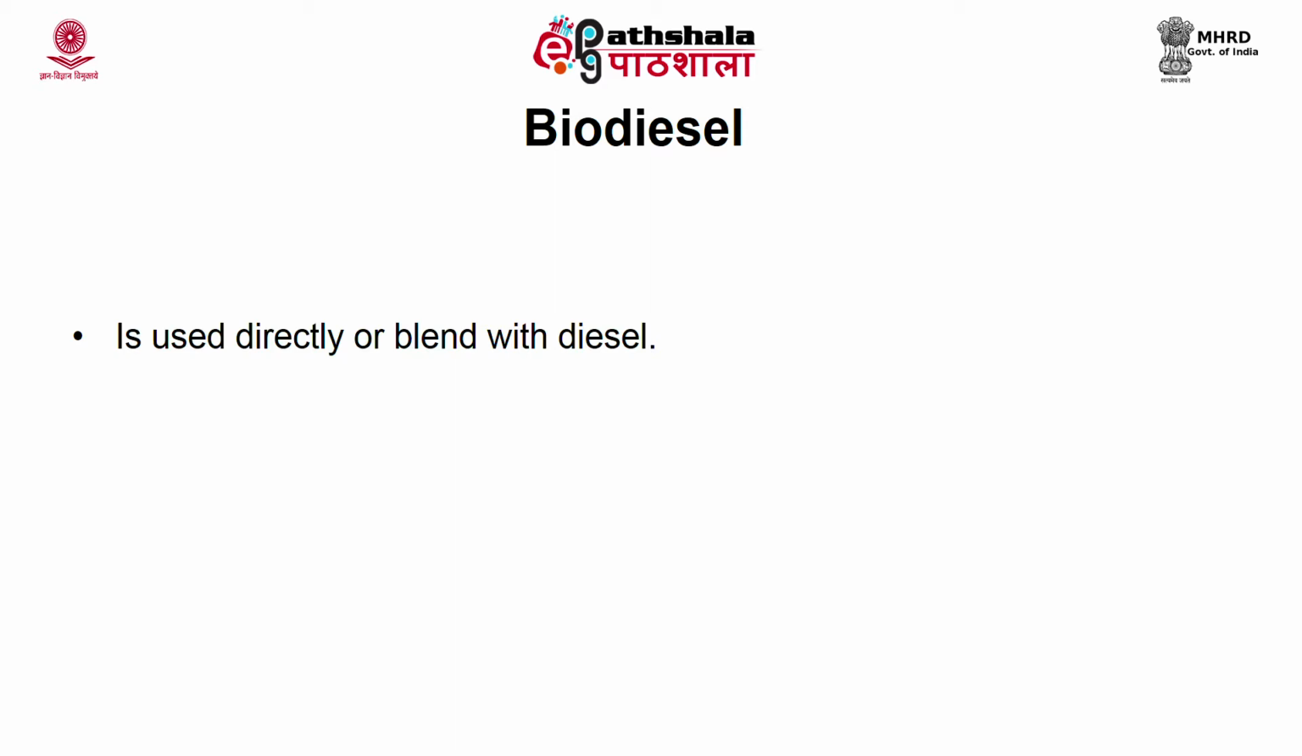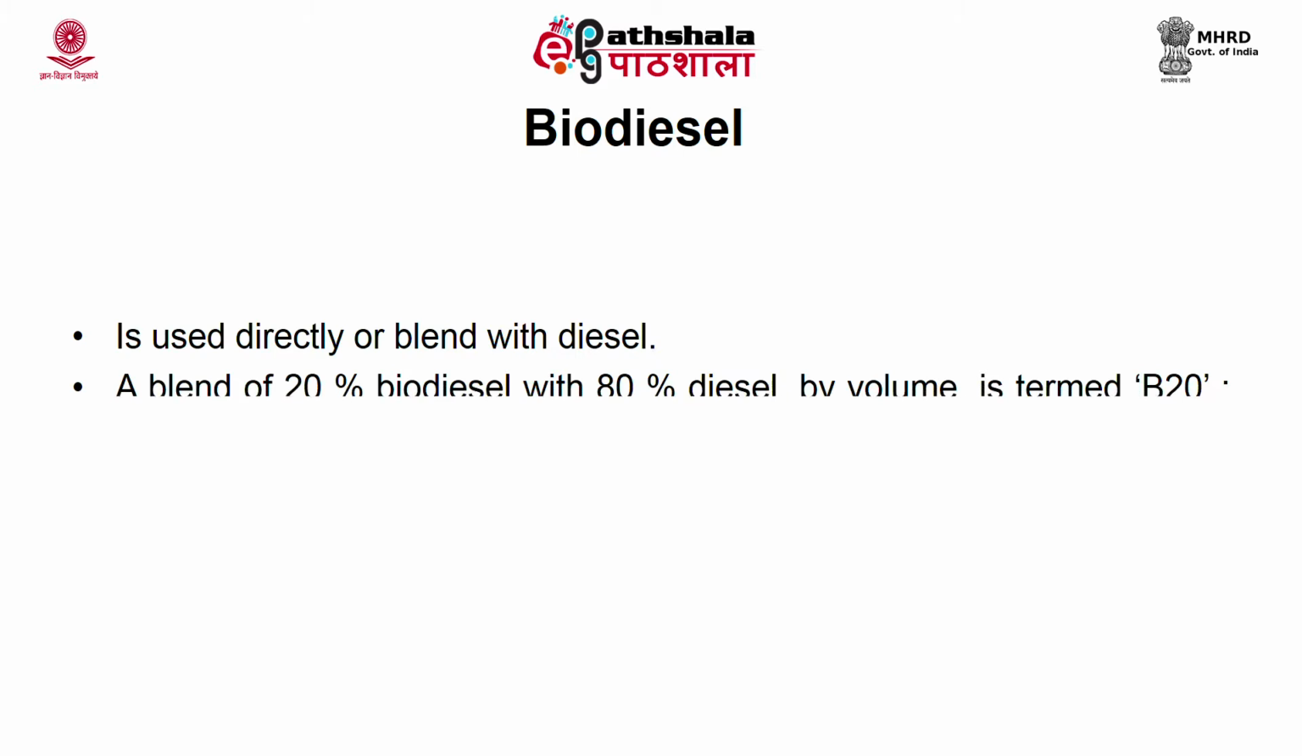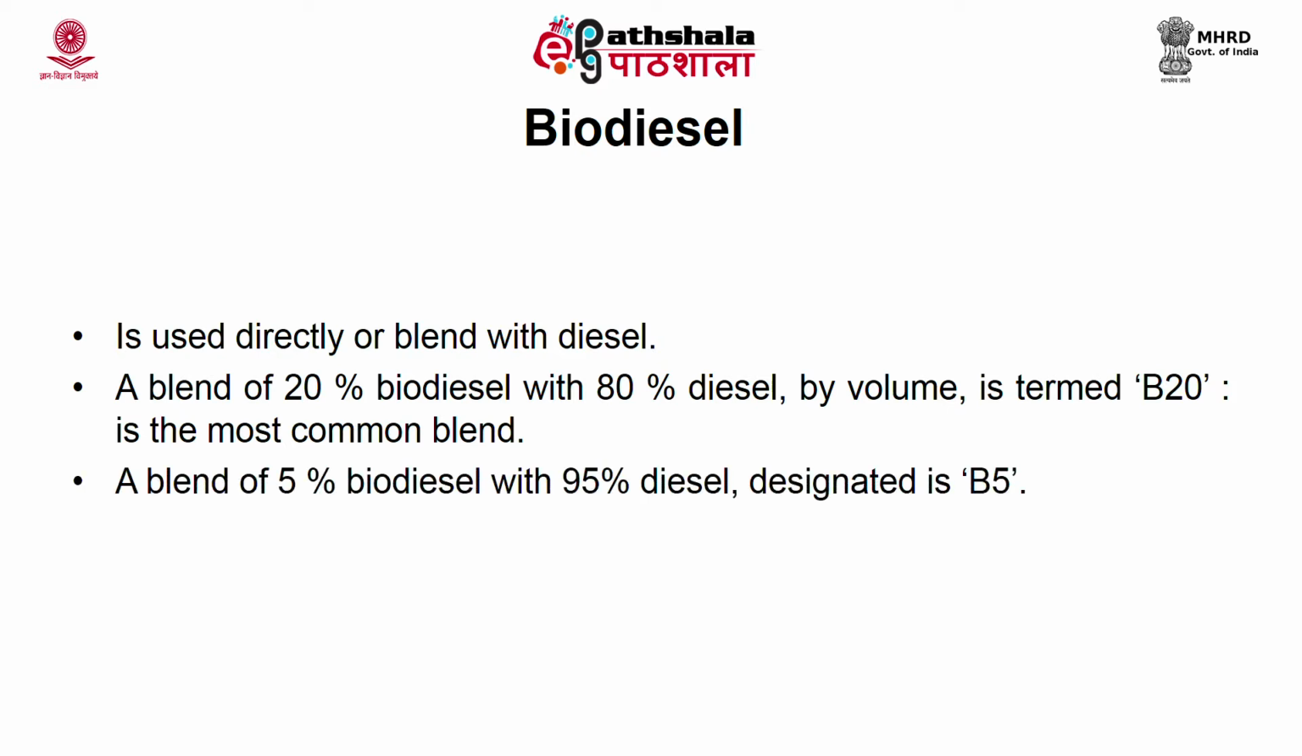Normally, up to 20% blending, there is no need to change the engine type, but beyond that a modification is required. A blend of 20% biodiesel with 80% diesel by volume is termed B20, capital B20. The 20 stands for the percentage of biodiesel added to the diesel, and this is the most common blend in most countries. A blend of 5% biodiesel with 95% diesel is designated as B5 and 100% is designated as B100.